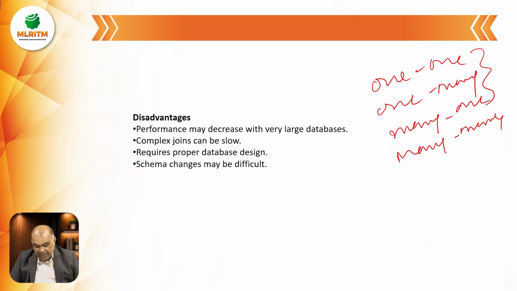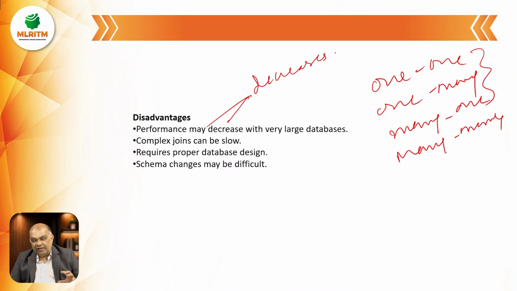But when it is a large database, the database design is very complex, because you are going to have a large number of joins. The conditional statements are more. By giving more conditional statements, definitely the performance of the relational model decreases. That is the meaning of these statements. A very large database means you are having more relations, that is, tables, and then the performance will decrease. Complex joins can be slow.